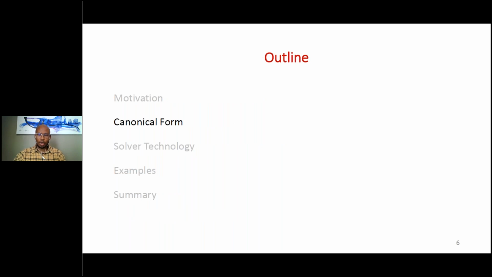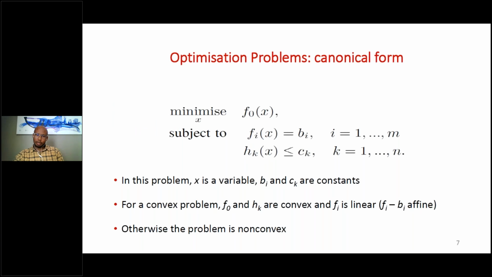Let's first define what an optimization problem is in its canonical form. So in an optimization problem, we minimize a function subject to its inequality constraints and equality constraints. So in this problem that you see on the screen, x is a variable and bi and ck are constants. For a convex problem, the functions f0 and hk are convex, and fi is linear, meaning that fi minus bi is affine. Otherwise, the problem is non-convex. This makes a great difference when you're solving complicated problems. If the problem is convex, then it means you could solve it way faster than when it's non-convex.